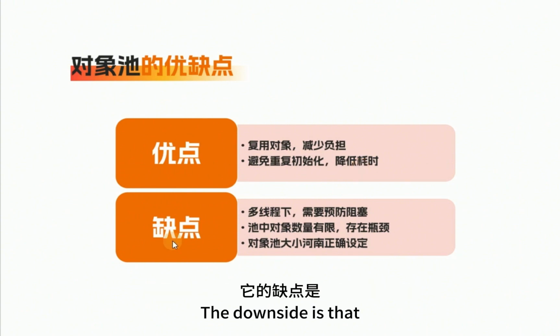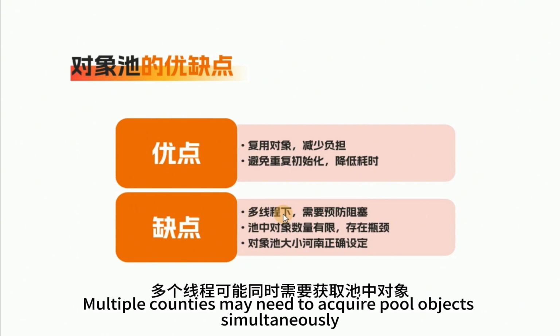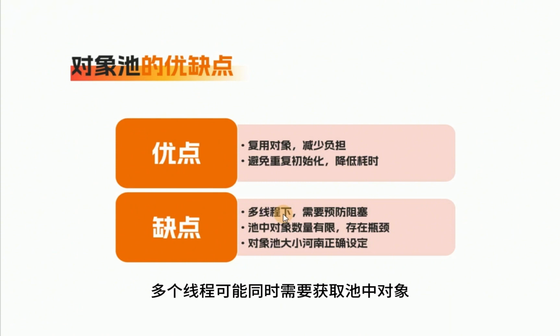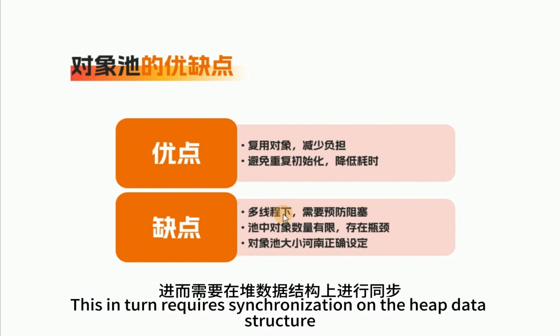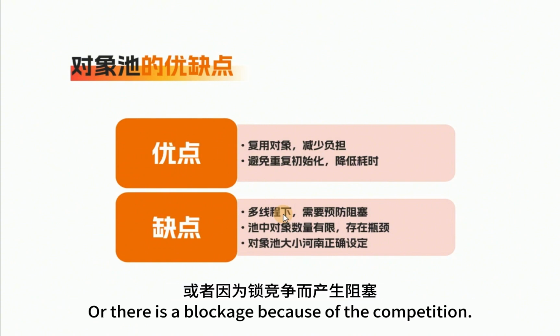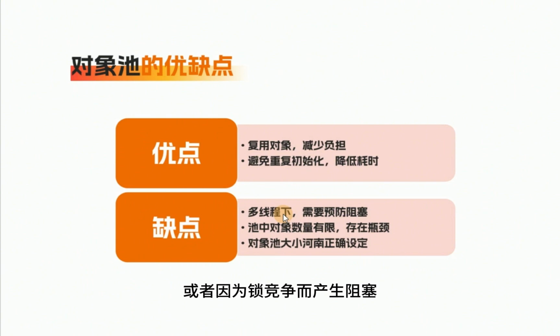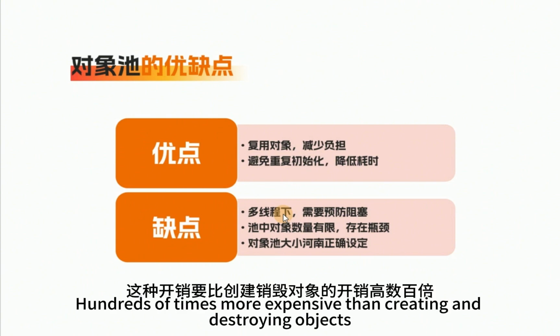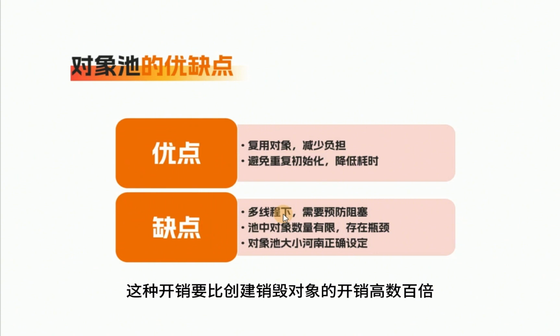The downside is that in a concurrent environment, multiple threads may need to acquire pool objects simultaneously. This in turn requires synchronization on the heap data structure, or there is a blockage because of the competition. This kind of overhead can be hundreds of times more expensive than creating and destroying objects.